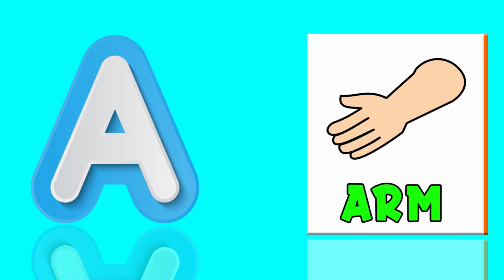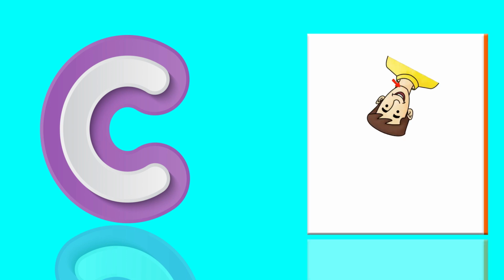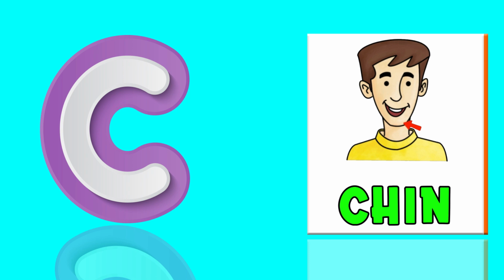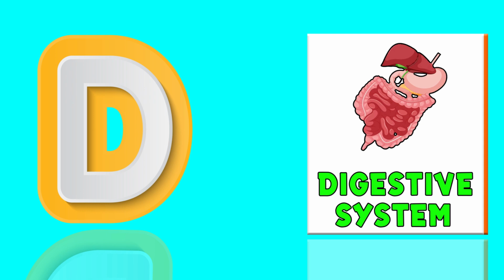A is for arm. B. B is for brain. C. C is for chin. D. D is for digestive system.